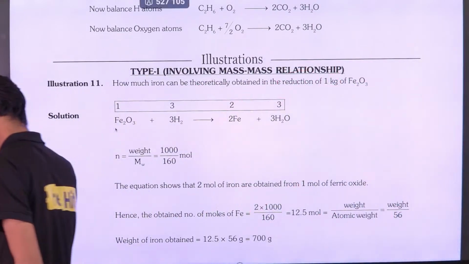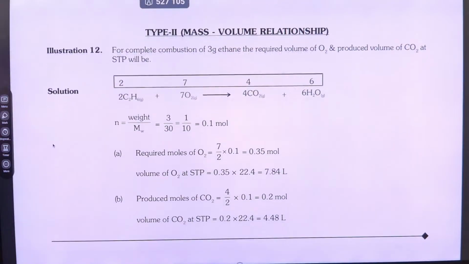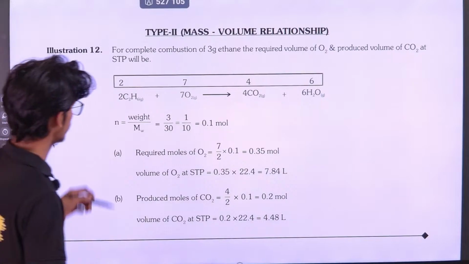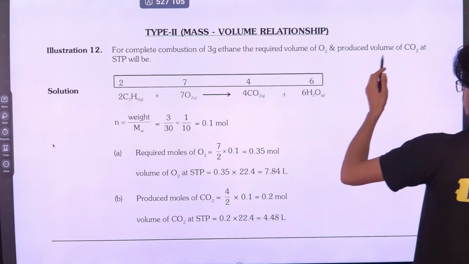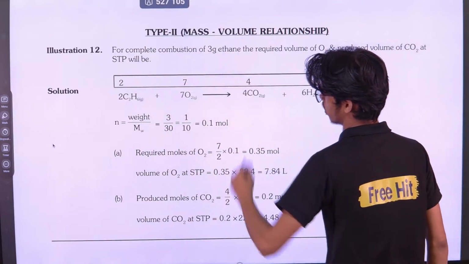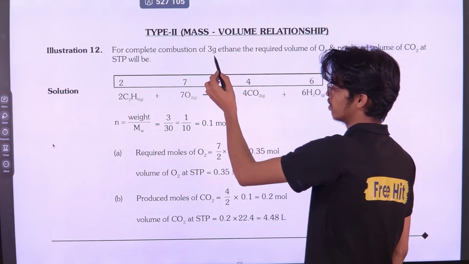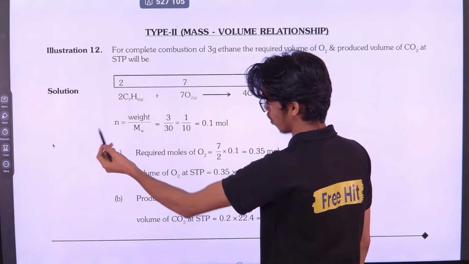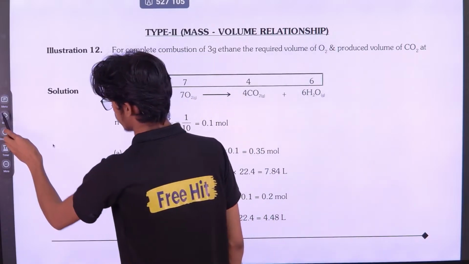Another type of problems: mass and volume relation. See, in this problem, for complete combustion of ethane, the required volume of oxygen and the produced volume of carbon dioxide at STP will be asked. So you have 3 gram, convert it into volume. The moles are 0.1, so first convert it into moles.